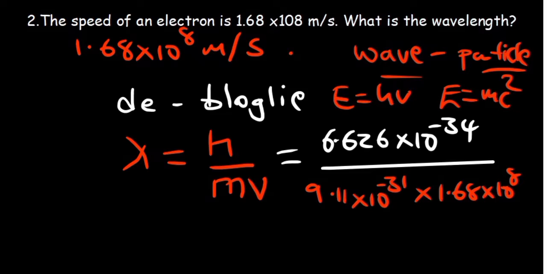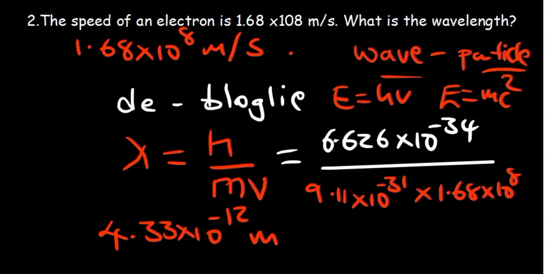Okay, so now I'll divide what I'm getting by the 6.626 times 10 to the power negative 34. After dividing, what I'm getting is 4.32. So our wavelength is actually 4.33 times 10 to the power negative 12 meters.